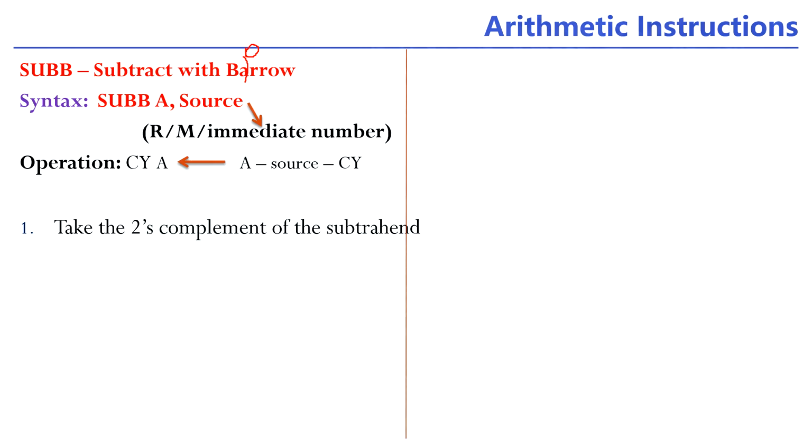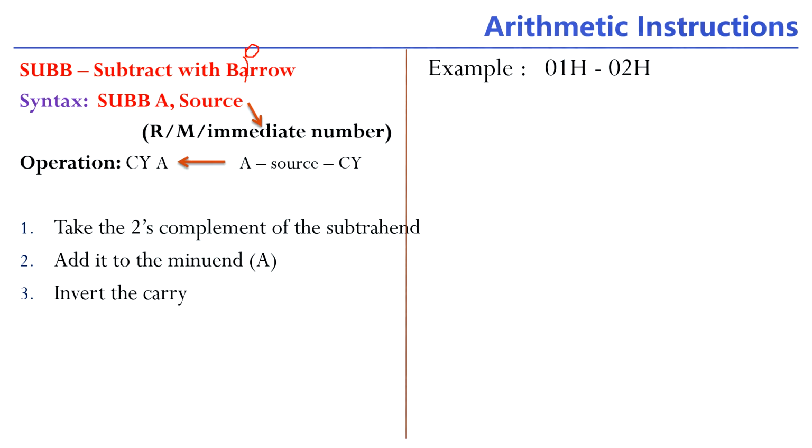This is the operation of subtraction. First, take the 2's complement of the subtrahend, right? Second, add it to the minuend, the accumulator, right? Third, invert the carry, right? For example, we can take an example here: 01H minus 02H, right? This is the small question.